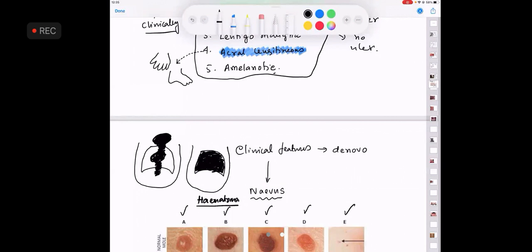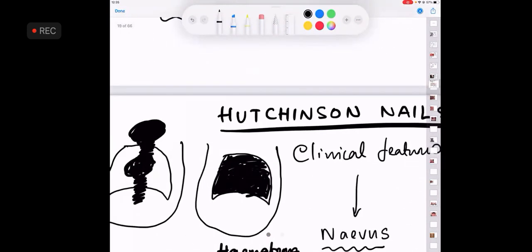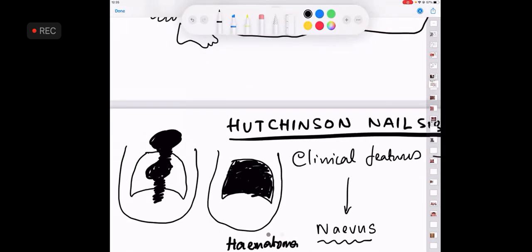This is called as Hutchinson's sign. This comes in your MCQ for description. So if a melanoma goes out into the soft tissues, it is a sign. A hematoma will never go out of the nail fold. A hematoma will never go out of the nail, but a melanoma will.